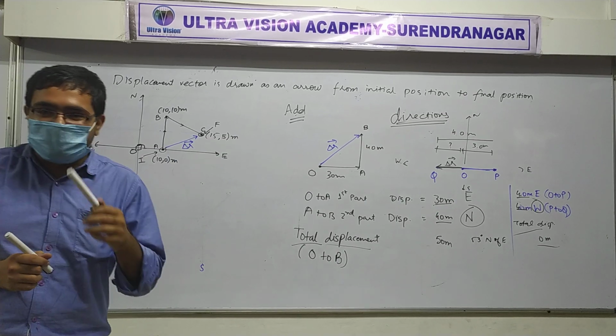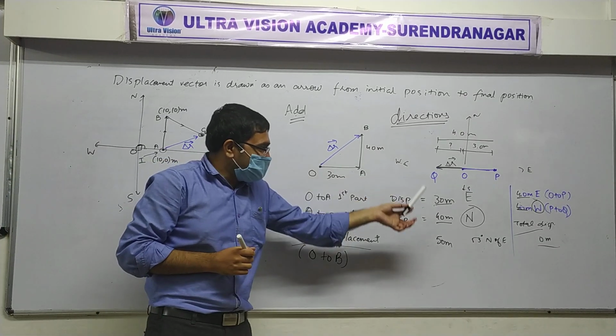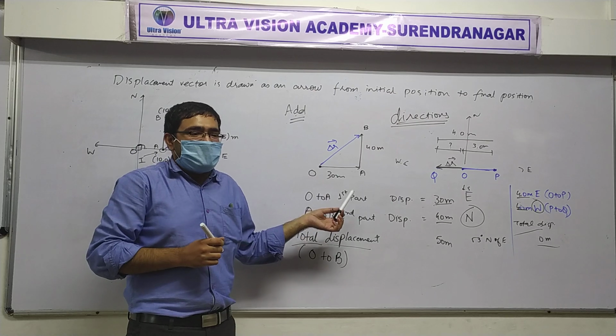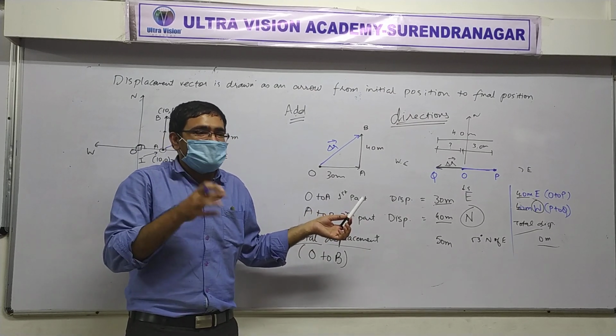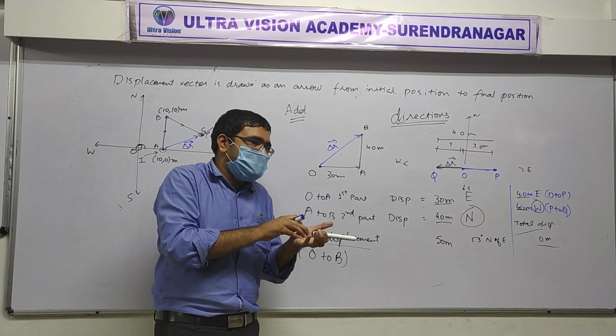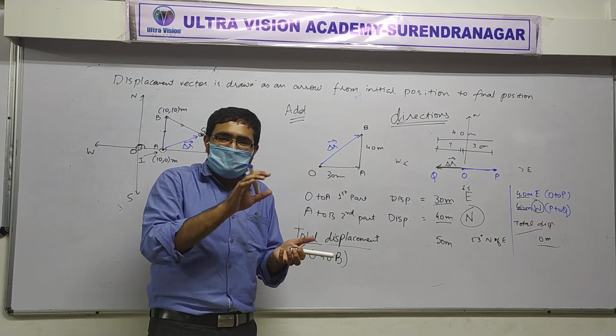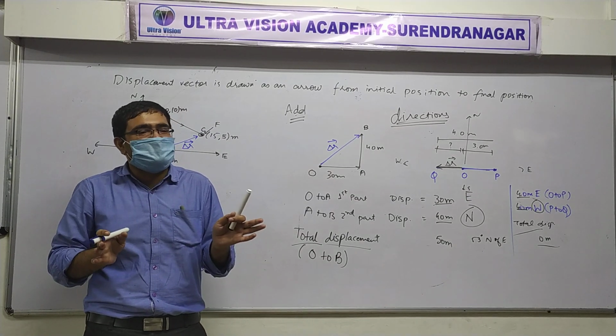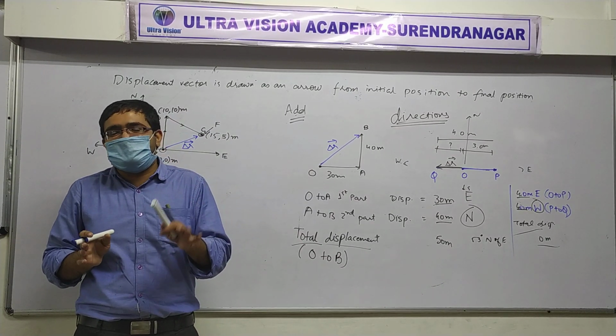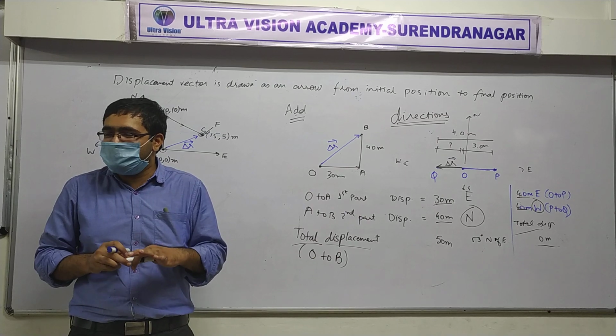Anything that is a vector will always have this kind of weird property. When you add, then you have to look at directions. If you have to look at directions when you are adding them, then that quantity must be a vector. If you don't have to look at directions when you are adding, then that quantity must be a scalar.